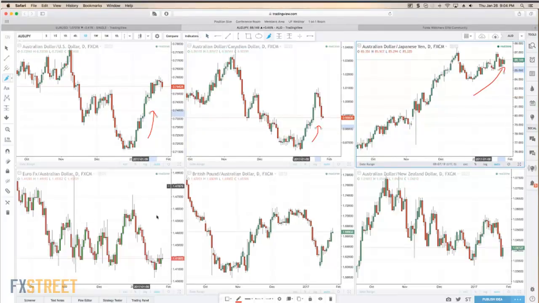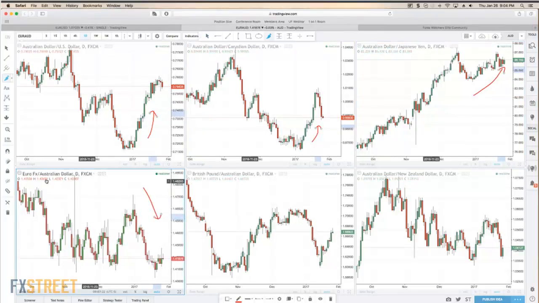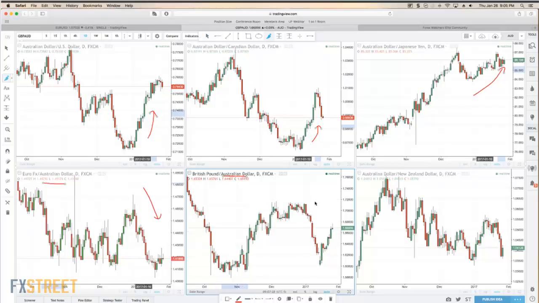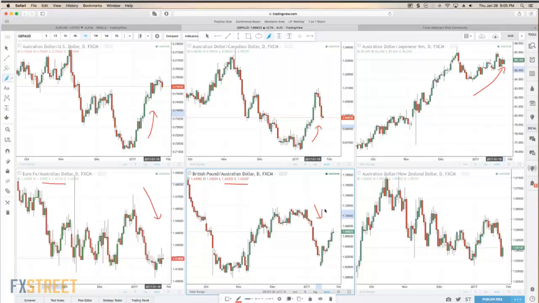Euro Aussie is going downward, showing strength because Aussie is on the right side, not the left side. Pound Aussie, again, pound is on the right side. This chart's on the way down, showing strength. And finally, Aussie dollar. Actually, this one is not showing so much strength. This is showing weakness. This is going down as well.